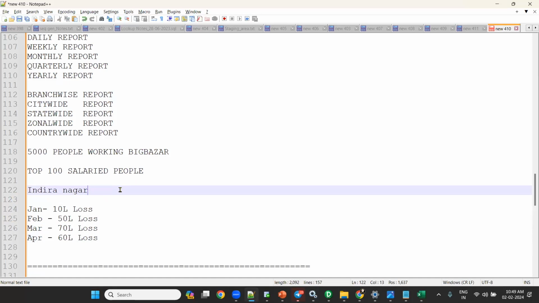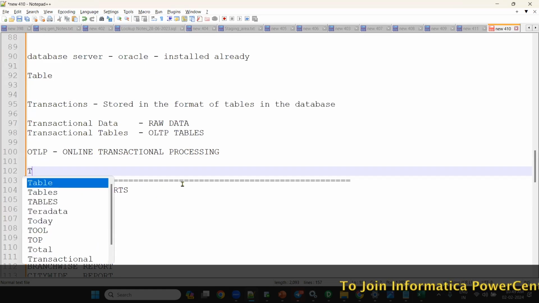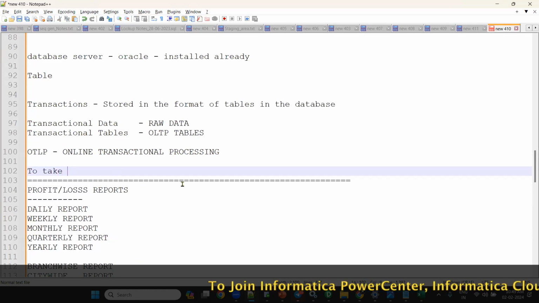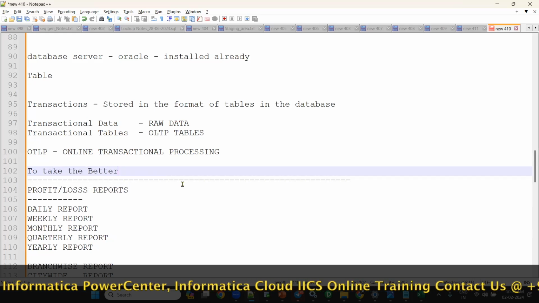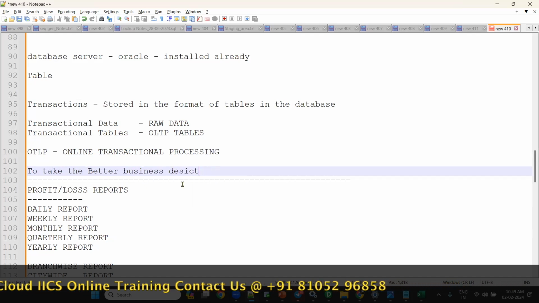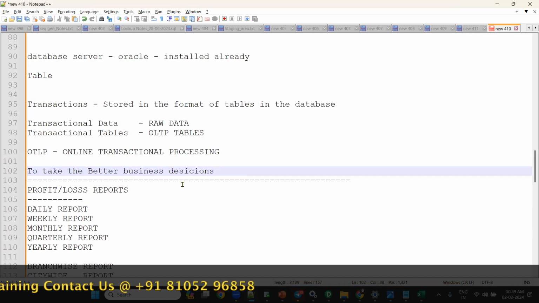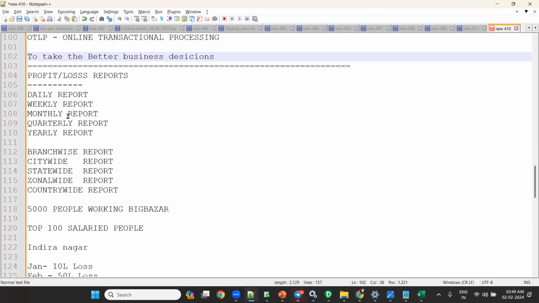Why do we need the reports? To take the better business decisions. Understood? Everyone? Yes, guys? Clear, please? To take the better business decisions, we require profit and loss reports, daily reports, weekly reports, monthly, quarterly, branch-wise, statewide, these things.